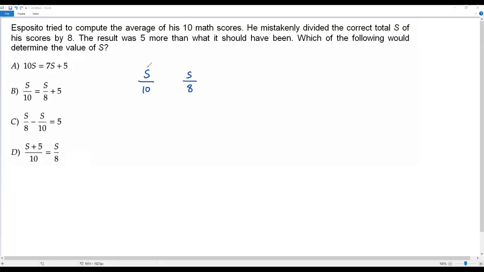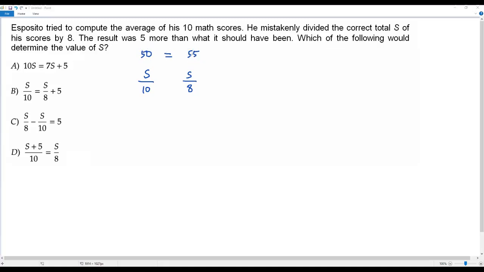So for example, if I assume the correct average is 50, then the value of this S over 8 has to be 55 because it is 5 more than the correct average. So if I want to balance the equation over here, let me write an equal sign between 50 and 55. But now it's not balanced because the value on the right side is more than the value on the left side. If I want to balance this equation, I have to subtract 5 from this value so that 50 and 50 will be equal. Otherwise, I must add 5 to the value on the left side.